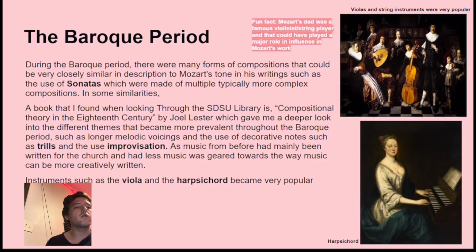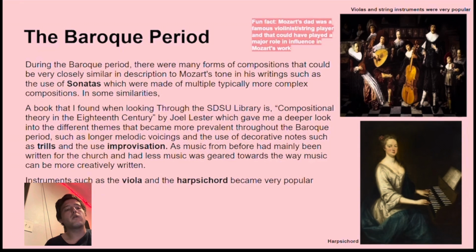A book that I found when looking through the XJSU library is Compositional Theory in the 18th Century by Joel Lester, which gave me a deeper look into the different themes that became more prevalent throughout the Baroque period, such as longer melodic voicings and the use of decorative notes such as trills and the use of improvisation. As music from before had mainly been written for the church, less music was geared towards being creatively written.